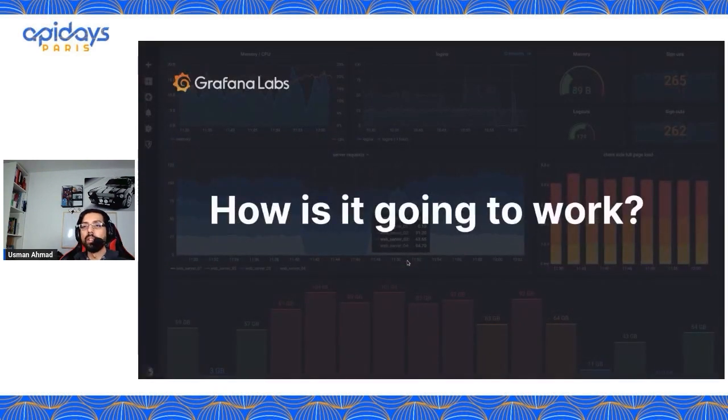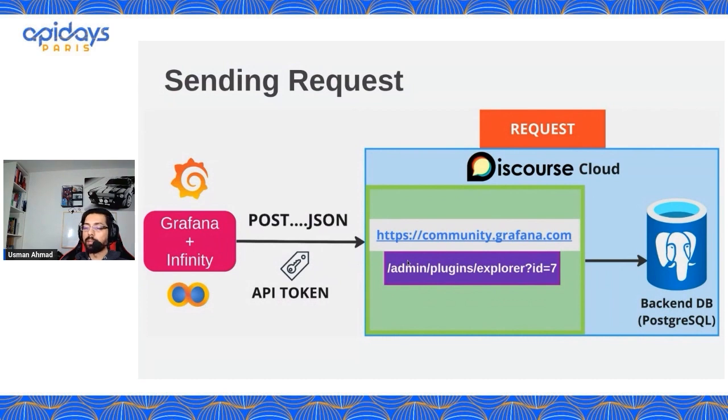And how is it going to work? So this is how it looks. Let me explain this picture in a bit more detail. So here you have Grafana and Infinity. You have Grafana installed, and Infinity is the plugin which is available inside Grafana. You simply install it with a click, and you define the Discourse API token in the plugin area. And then you have to define what posts you want to fetch.